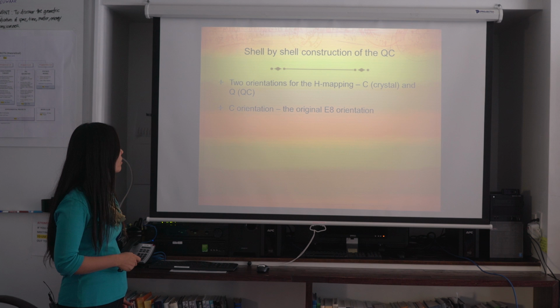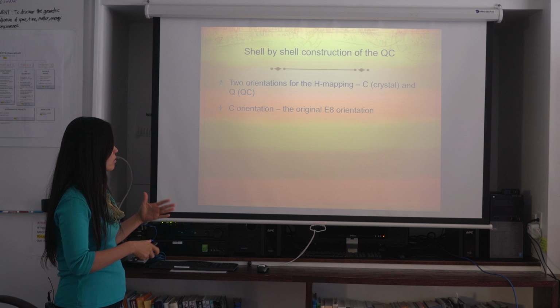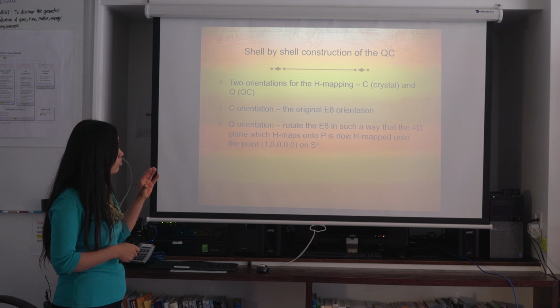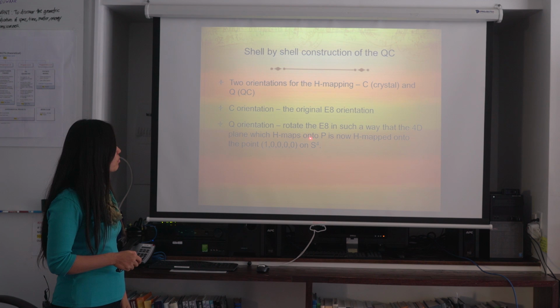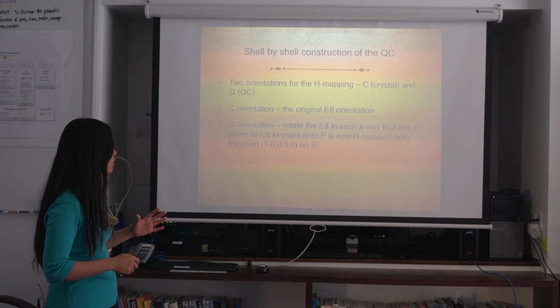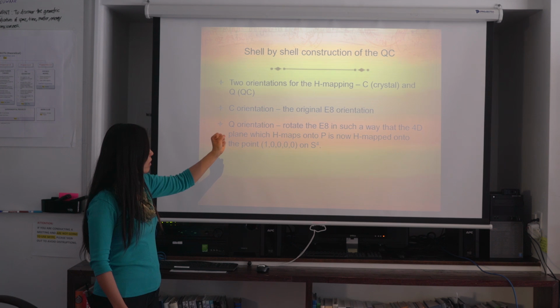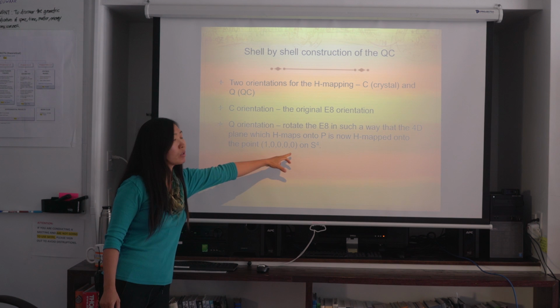For the crystal orientation, the E8 maintains its original orientation. But for the Q orientation, we actually rotated the E8 in such a way that the four-dimensional plane, which H maps onto P, where H means Hopf map, is now mapped onto the point 1, 0, 0, 0, 1. Remember that coordinate, 1 over square root of 5 and then 1, 1, 1, 1, 1. That's a point in the original E8 lattice, and then we have to rotate the E8 such that that point would map into this point on S4.